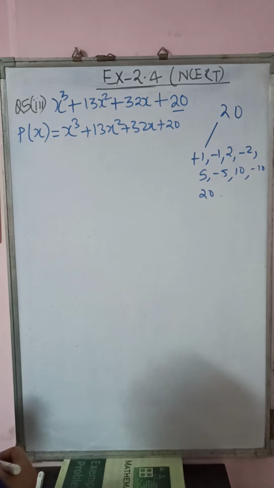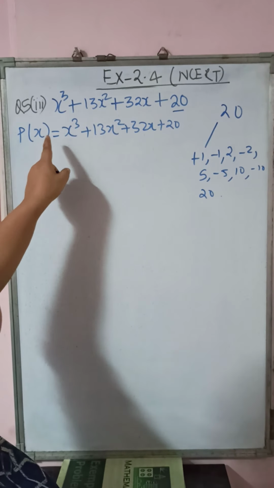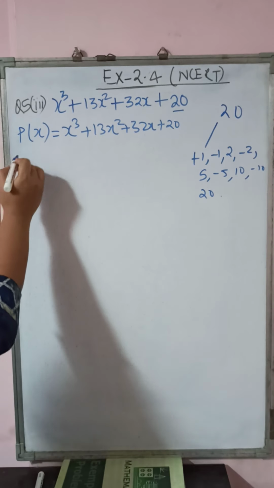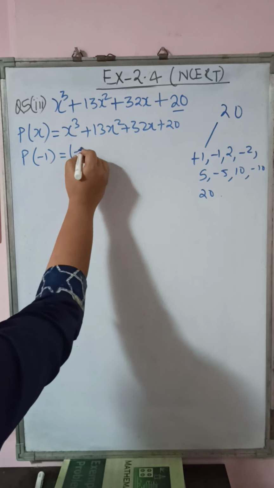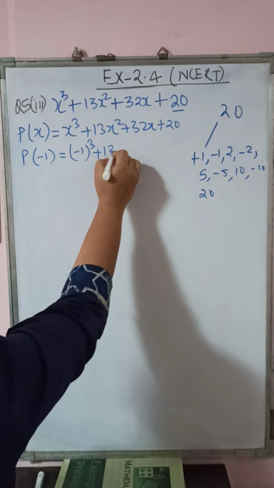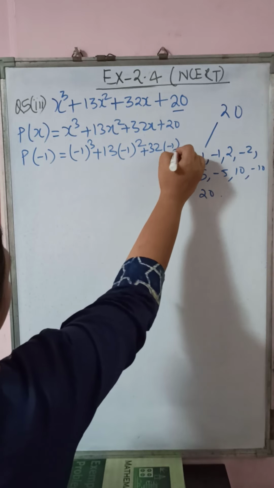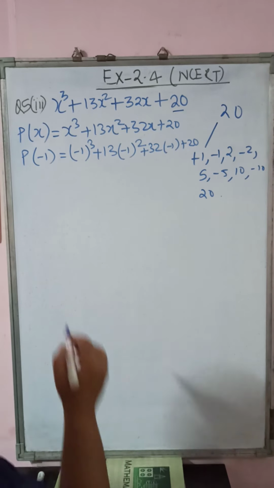Because all are plus signs, I am not taking plus 1 here, because if I take plus 1 I will never get 0. So I am going to try by taking minus 1. In place of x, I am going to take minus 1. So minus 1 cube plus 13 times minus 1 square. Wherever x was there, I substituted minus 1.